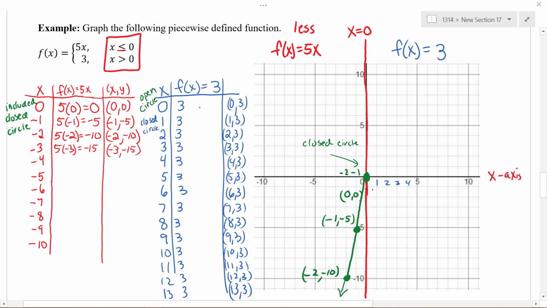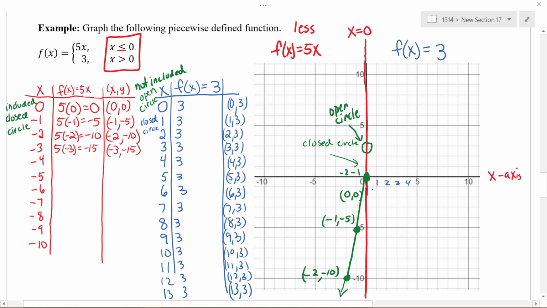Now remember that we said the first point here was actually an open circle because 0 was not included for that second equation. Since it's not included, I still want to plot x equals 0, but I'm going to plot it as an open circle. So 0, 3, that's right here. I'm going to put an open circle at 0, 3. Okay, we're going to make a note of that. There is an open circle there.